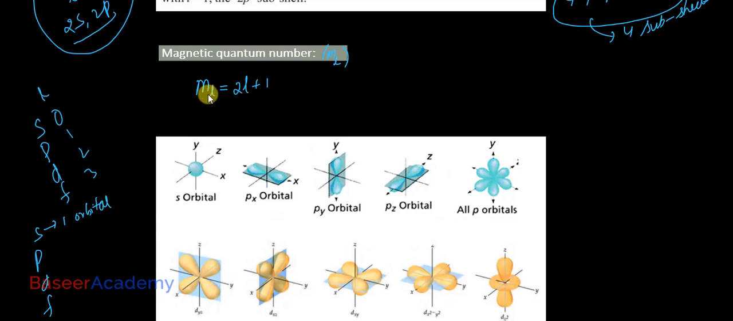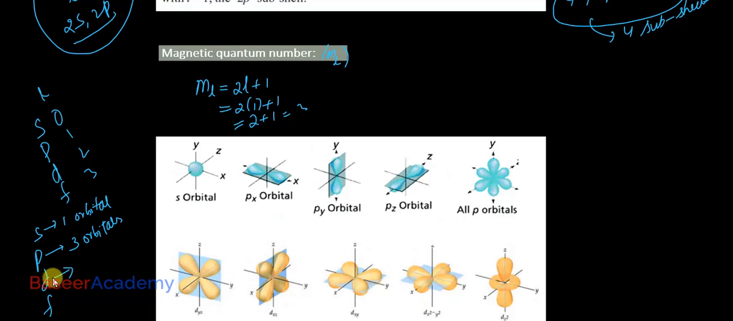In the same way, let us substitute the value of l as 1. 1 means it is the p subshell, right? 2 ones are 2, 2 plus 1 is 3. So how many orbitals are there in the p subshell? There is a set of 3 orbitals in the p subshell.